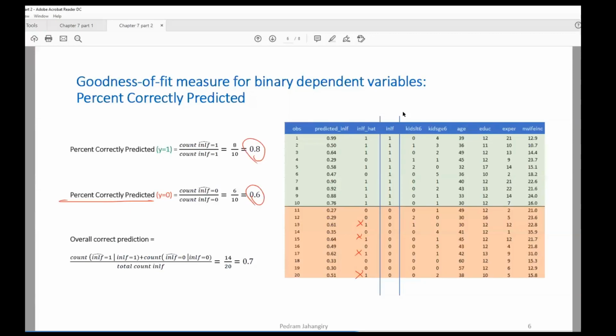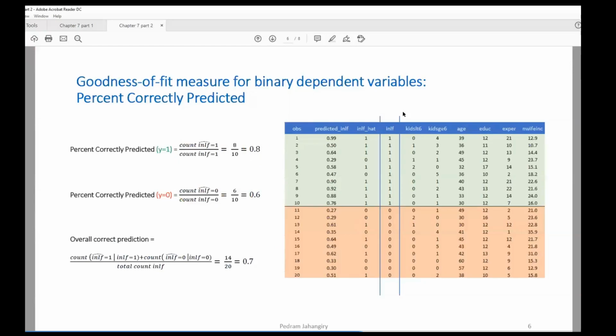So 80%, 60%. Again, we need to count these observations, right? And we're going to do it in R. So I'm going to walk you through how we can calculate this. This is very easy. There is no built-in function in R, but we need to construct that function. But it's an easy job. You should simply count using the filter function.